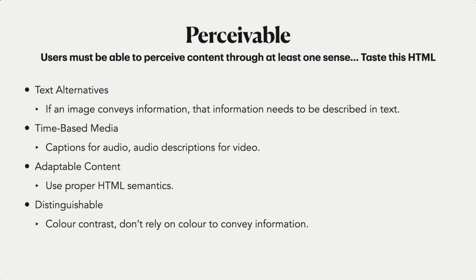If your image is purely decorative, you can use an empty alt attribute to tell the screen reader to skip it. But if the image conveys information, like if it's a chart, a diagram, or a photograph with meaningful content, that information needs to be described in text.